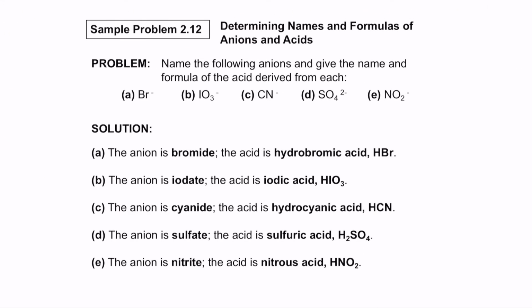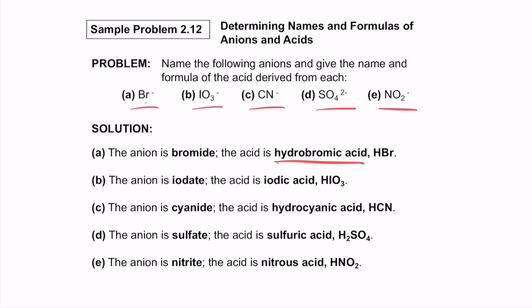So this is how we name oxo acids, right? So try finding the acids based on the structures that they have given. Let me do the first one. The first one is Br minus. When you name it, it is bromide. So when you add H to it, it becomes hydrobromic acid.